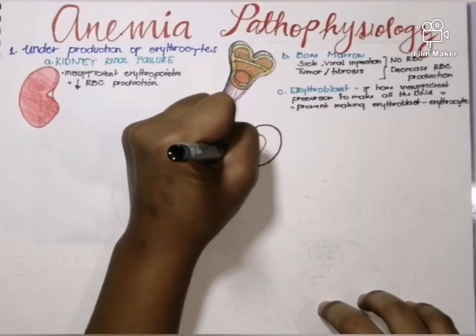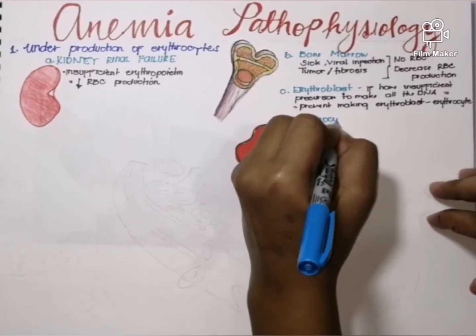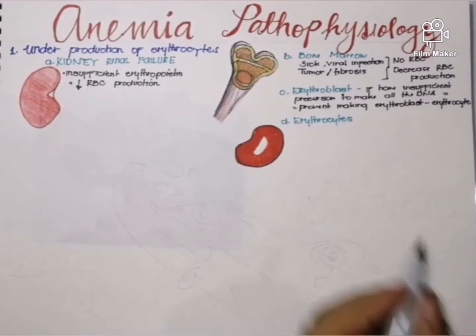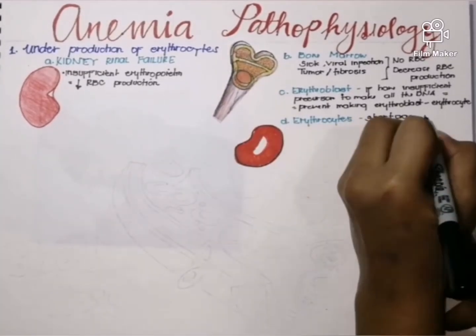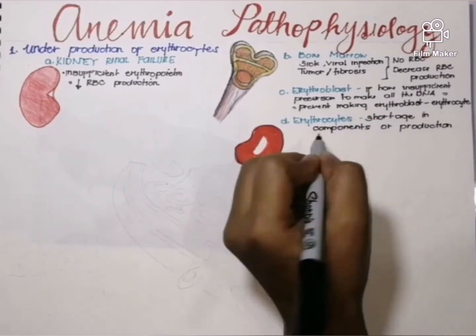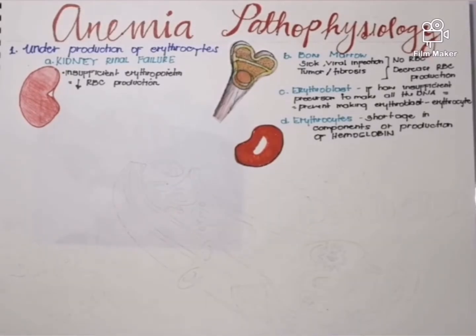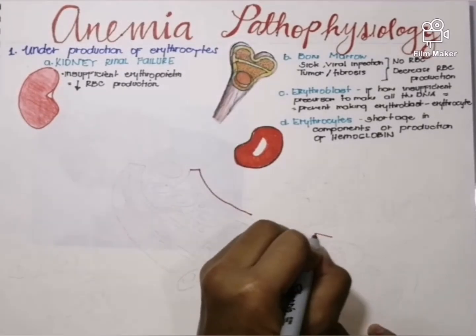Lastly, another common cause of underproduction anemia. Erythrocytes are filled with hemoglobin and this hemoglobin has lots of components to it. When there is a shortage in components or a problem in production of hemoglobin, underproduction anemia occurs.